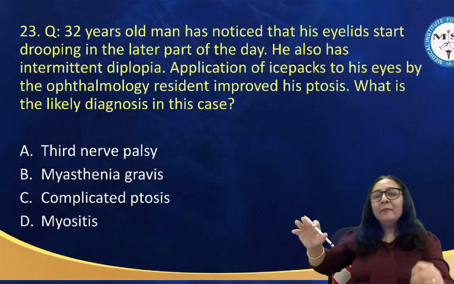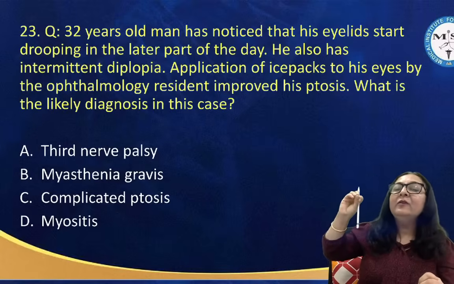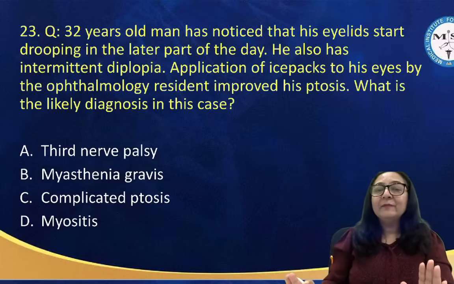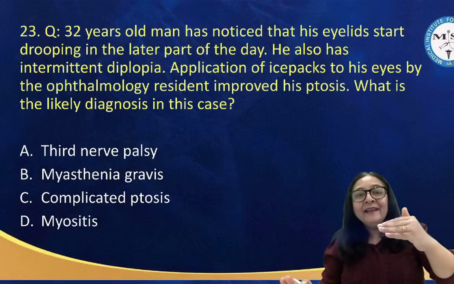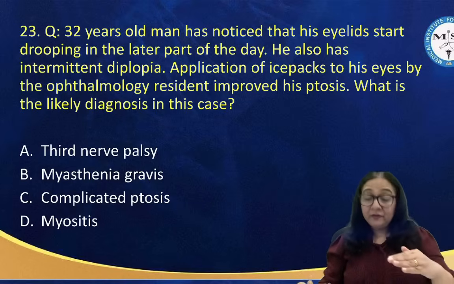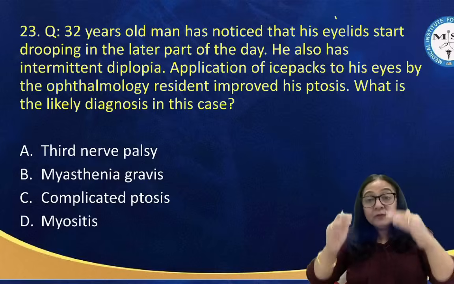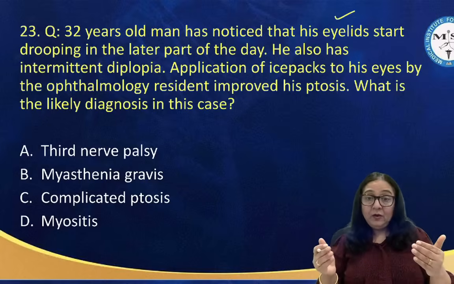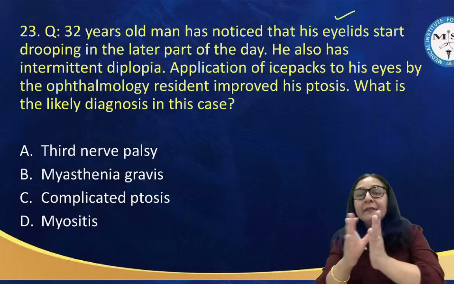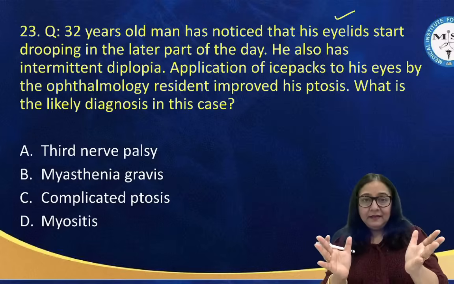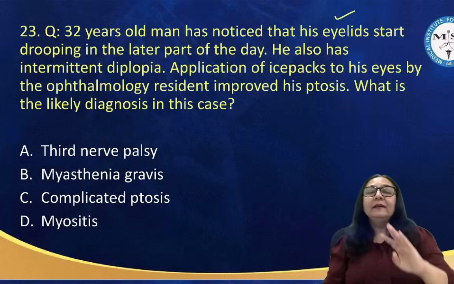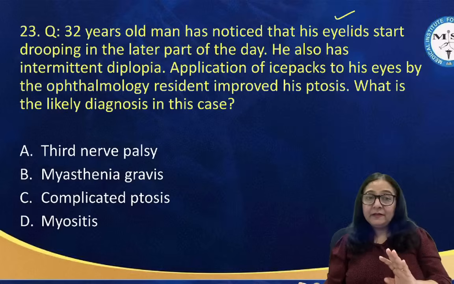Okay. Again bache, the question statement is telling you everything. Everything is written in the question statement. Eyelids drooping in the later part of the day. It means the ptosis is intermittent or it is fluctuating. It is better in the morning, worse in the later part of the day.